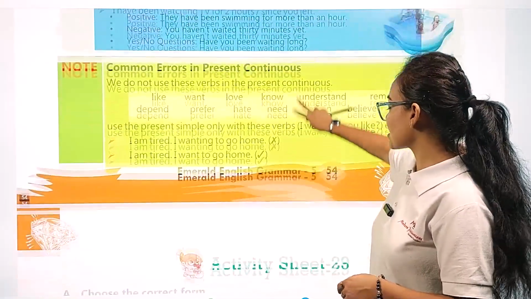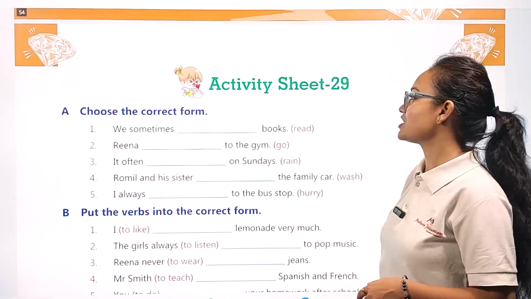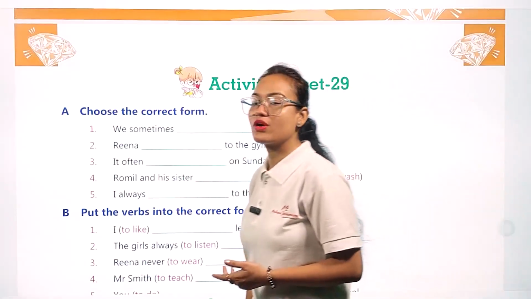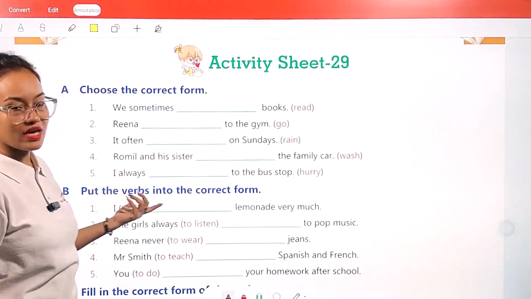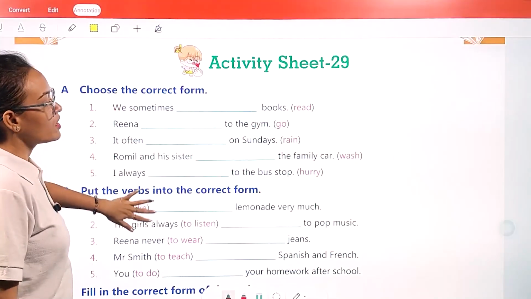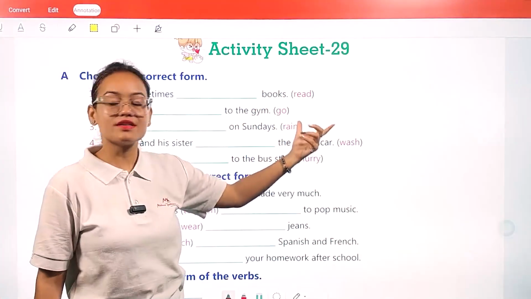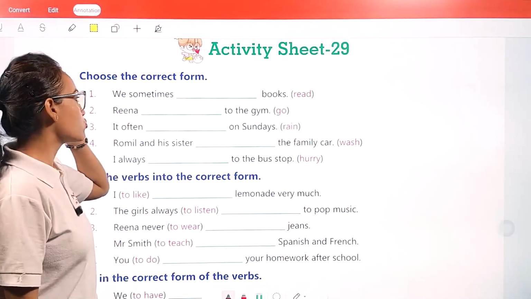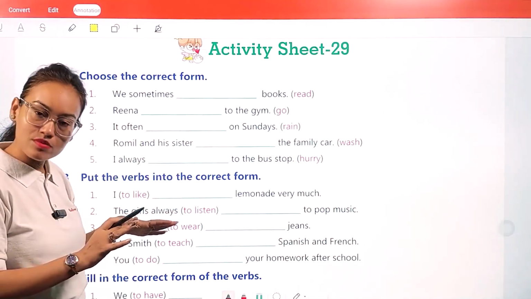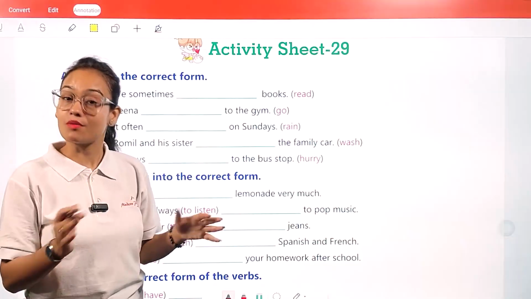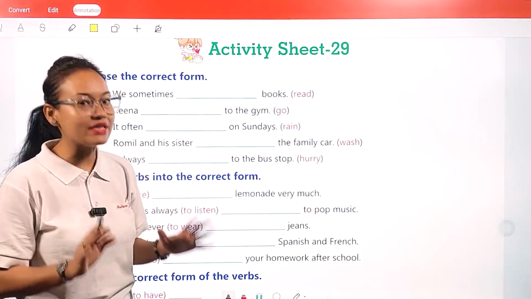Now, my dear students, come with me and let's complete activity sheet number 29. Let's see what we are going to do. In A, choose the correct form. Some pink colored words are written in the brackets. Now we are going to change their tense, or maybe we are going to leave it as it is.